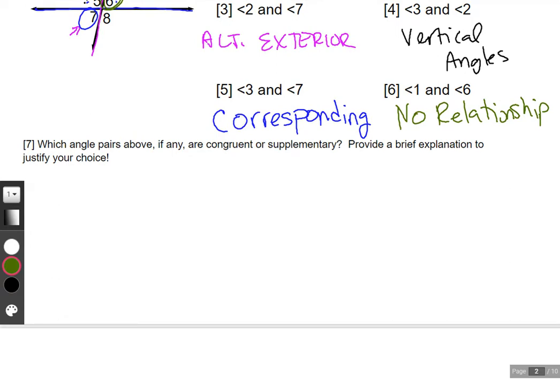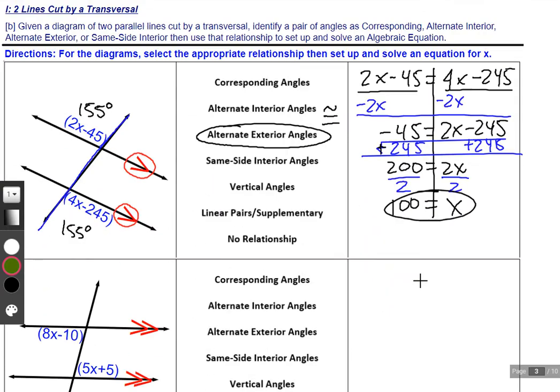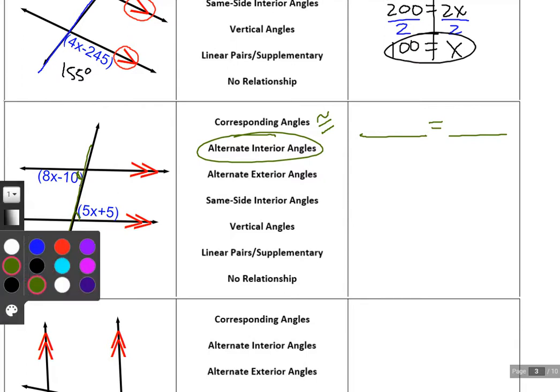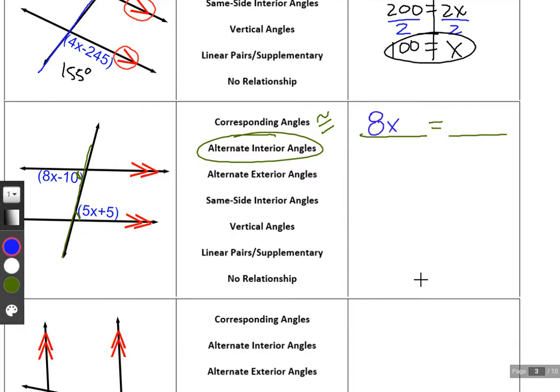Maybe if my mouse works. There it is. Okay, second page, we're doing some algebraic relationships with two lines. Remember, the big difference here is that we see that we have parallels. And so since we have parallels, we can definitely claim a stronger relationship. If we notice where these angles are, they're trapped between the two lines, but on either side of the transversal, so they're going to be alternate interior angles. By definition, those are congruent, which means we have two angle values the same as each other. In this case, we have 8x minus 10, and we have 5x plus 5.